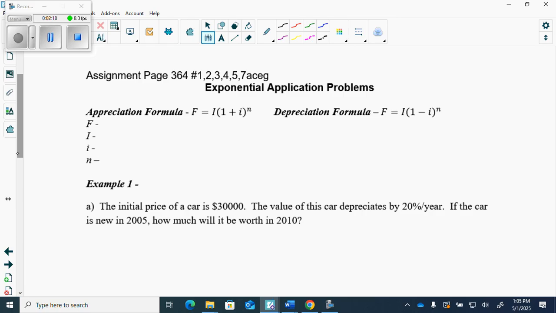So do you see this one is 1 plus i, i being the interest rate? Why is it a 1? It's 100% as a decimal. This one is 1 minus the interest rate. Why is it 1? 100% as a decimal. Exactly. So this is what we need to know. i is the interest rate in decimal form.